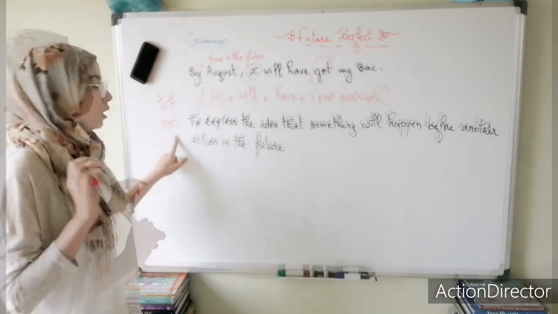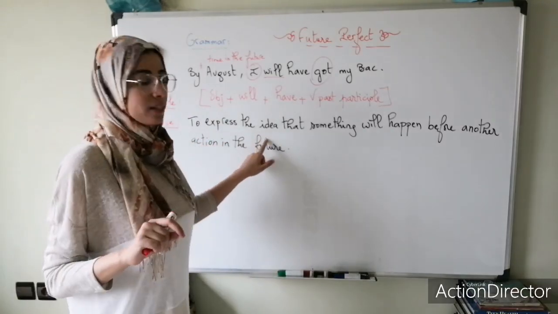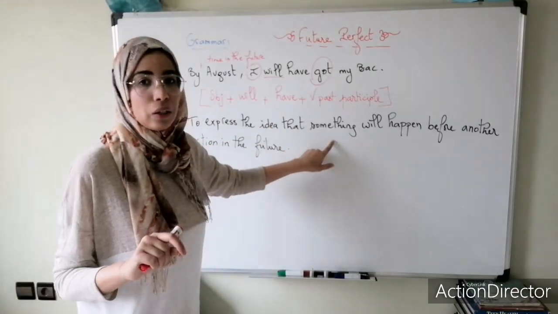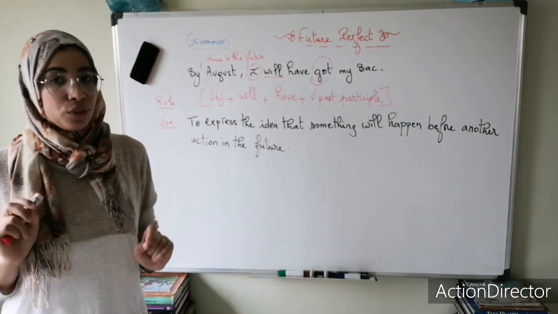Right. So when do we use the future perfect? So we use it to express the idea that something will happen before another action in the future.